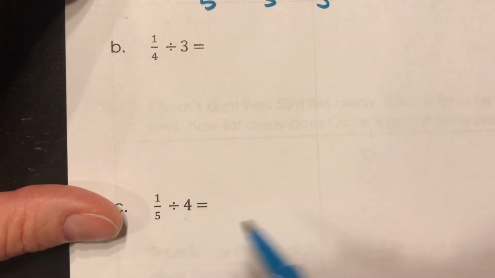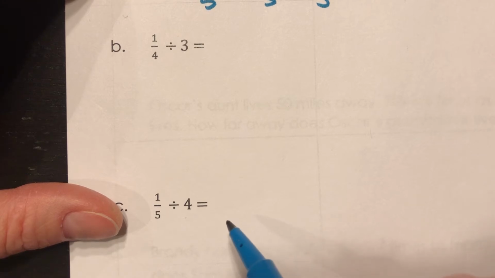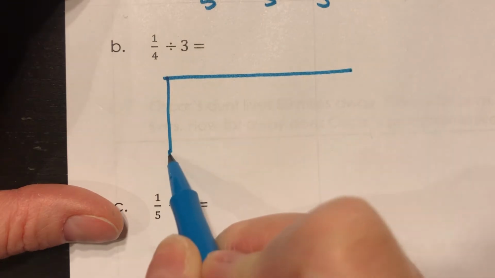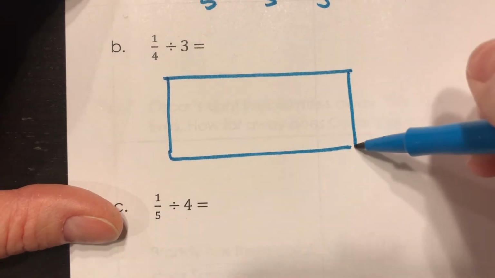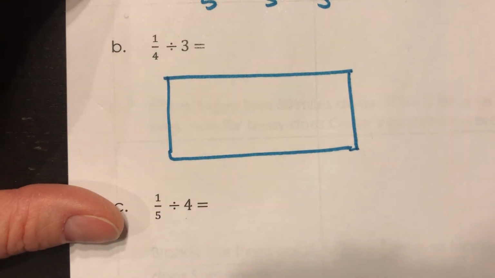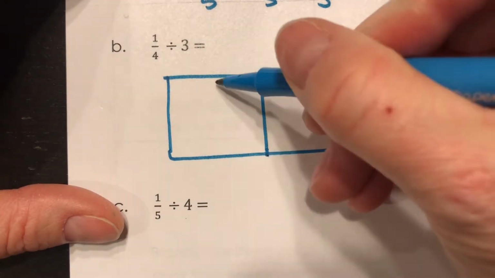All right, let's try another one. I have 1/4 divided by 3. So the first thing we're gonna do, let's draw 1/4. So I'm gonna stick with my rectangles because it's so much easier for me than circles. I don't know why, it just is. And I want to take 1/4 of this. So I'm gonna do it like this.